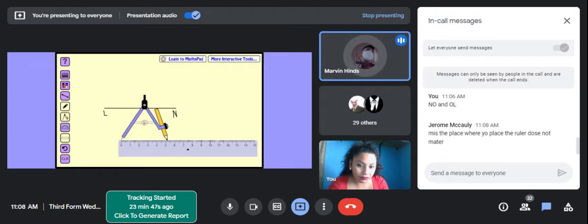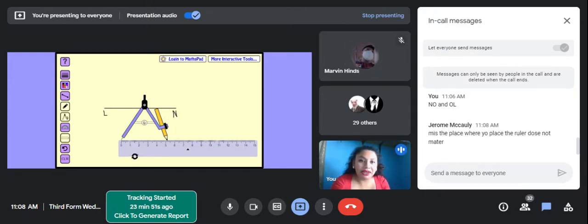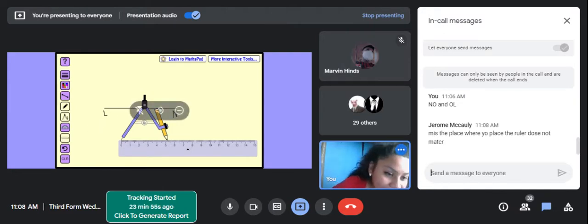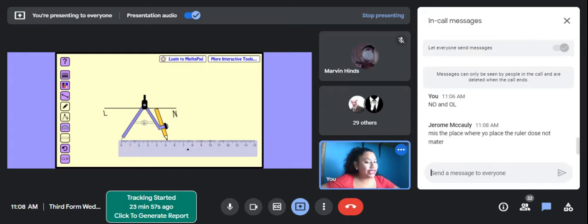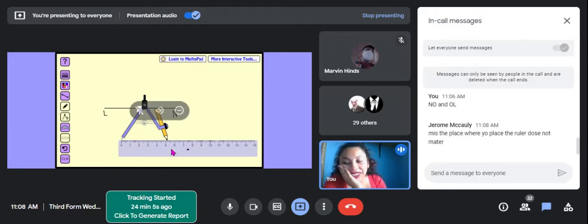Miss, you can put your ruler wherever you want, Miss, or below the line. It doesn't matter where you put your ruler because you're just measuring. So you don't even have to put it on your paper. If you want to put it beside you on your desk, you guys can go ahead. It's just measuring. We're just measuring.